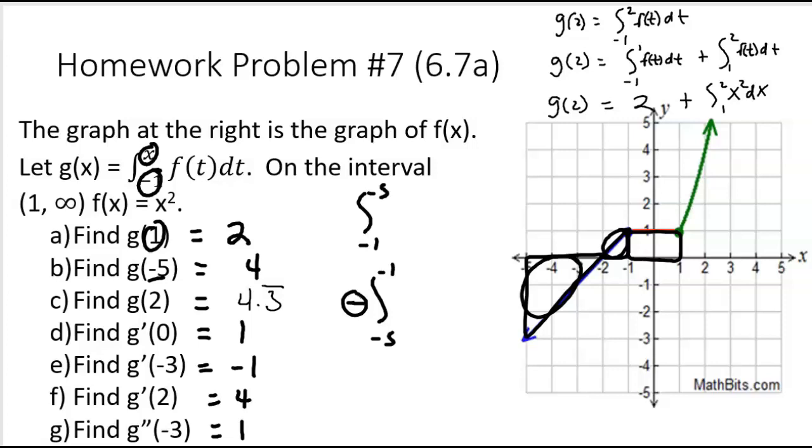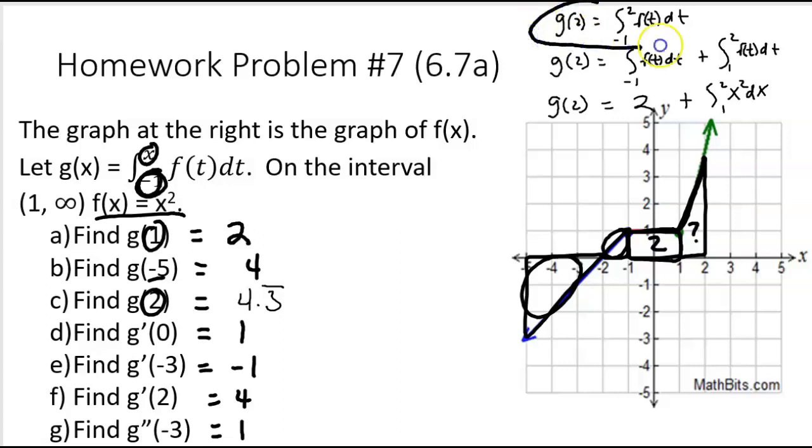Okay. Part C is a little bit tricky. I'm asking you to find the area from negative 1 up to 2. So starting from negative 1 to 1 is a rectangle, but from 1 to 2 is the area under a parabola. They tell us that f of x is equal to x squared from 1 to infinity there. So we already know that this much of it's 2, but how do we find this? Well, we have to use the fundamental theorem of calculus.